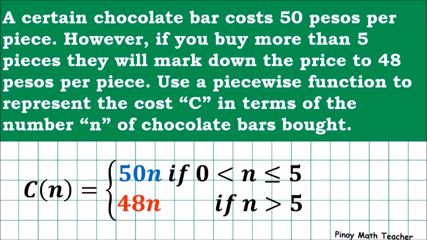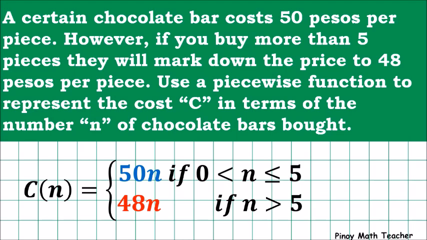Ayan, so C of N. Yung cost ay nakadepende sa N na number of chocolate bars. So, kung mapapansin ninyo, meron tayong dalawang formulas doon. Una, 50N. Pangalawa, 48N. So, dalawa yan dahil ito yung nagre-represent sa situations natin. So, kailan gagamitin yung 50N? Kailan gagamitin yung 48N? So, may nakalagay dyan na restrictions.